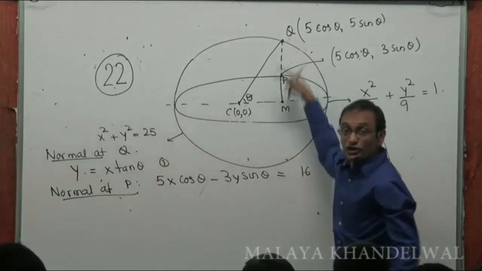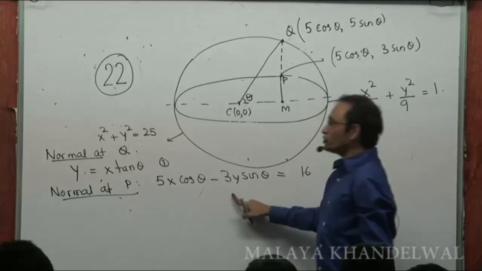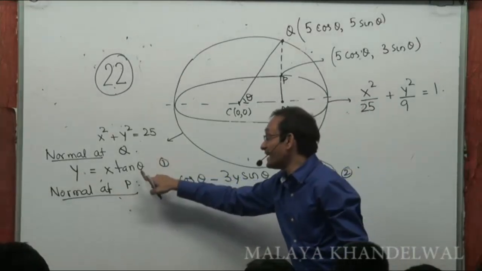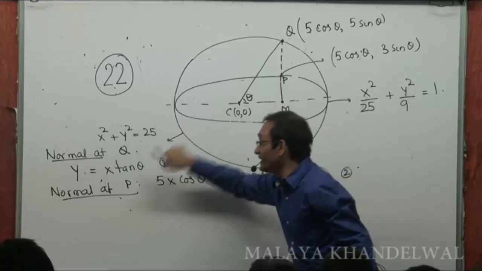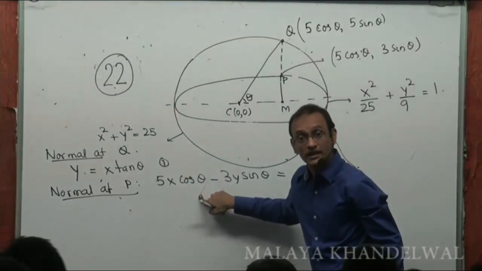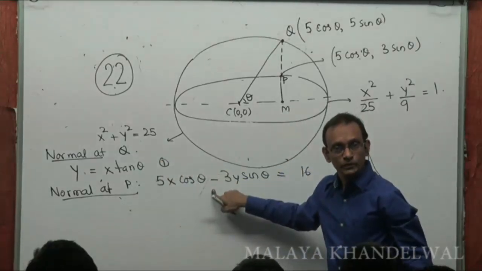Theta is different for different Q's. So I need to eliminate theta between 1 and 2. I need to eliminate theta and find a relationship between x and y that will satisfy this as well as this. That will be the point of intersection of these two normals: an xy that satisfies this and an xy that satisfies this.